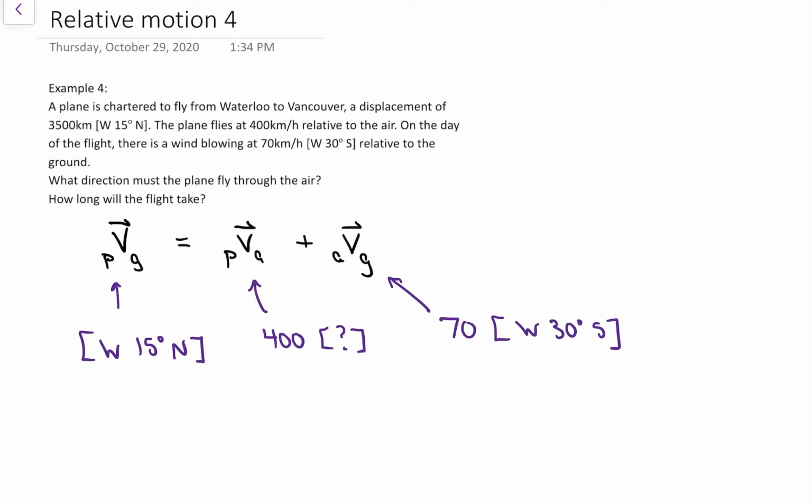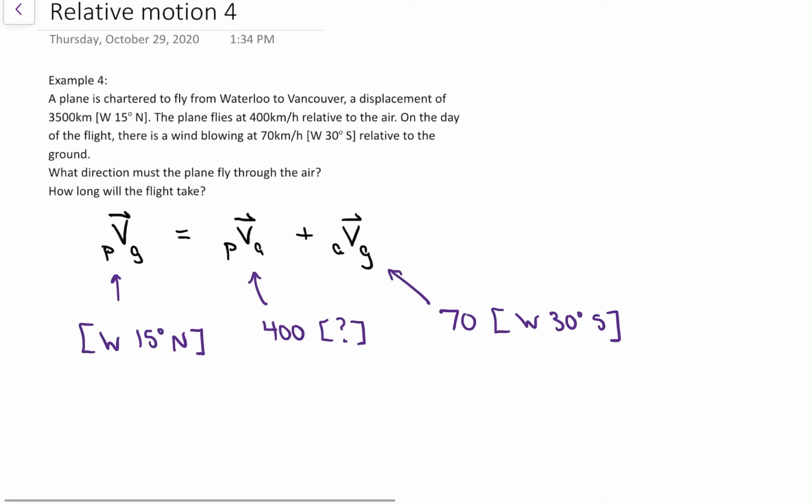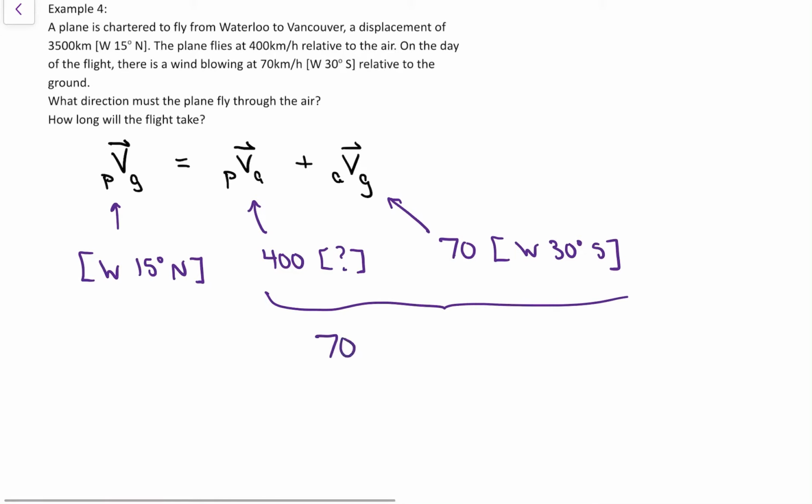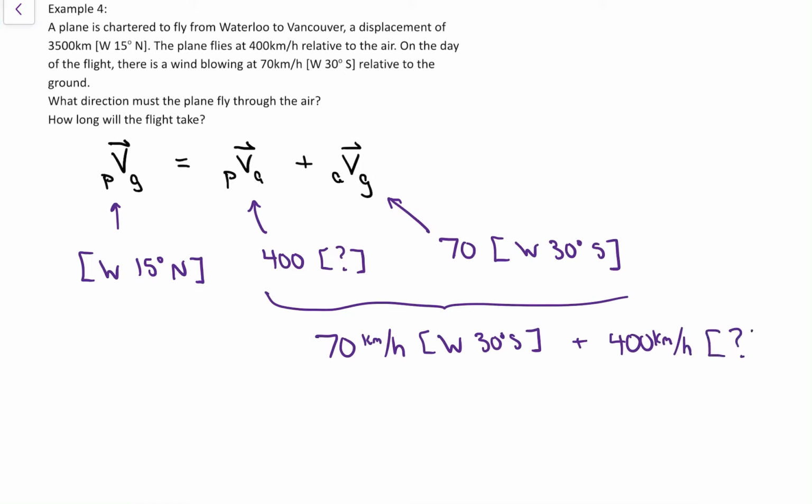That's enough that I could build the triangle, but having been through this before and seen some struggles with this topic before, I'm going to do a little thing first before I build the triangle. A cool thing about vector addition, like every kind of addition, is it doesn't matter what order we add our vectors in. So instead of doing 400 in some unknown direction, I'm going to replace the right side of the equal sign. I'm going to bring the 70 up to the front. So 70, I was lazy, it's kilometers per hour, west 30 degrees south, plus 400 kilometers per hour in our unknown direction.